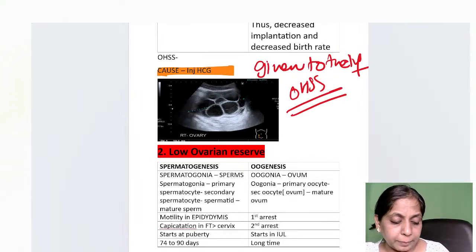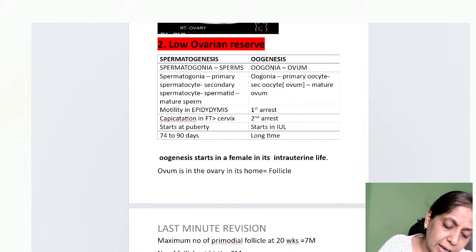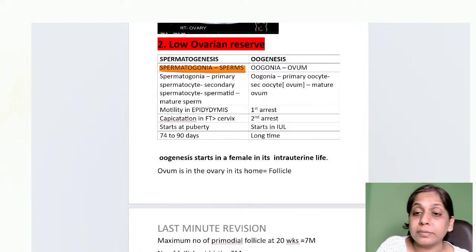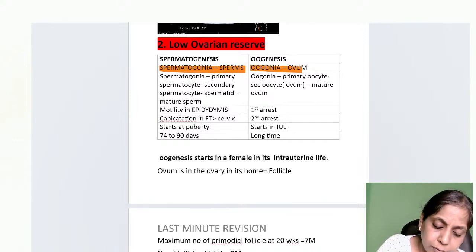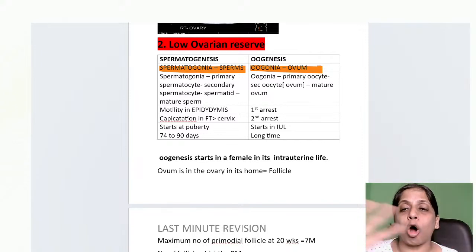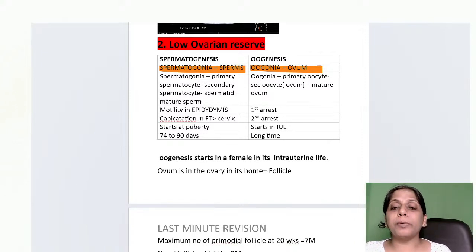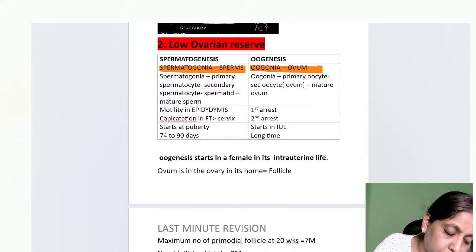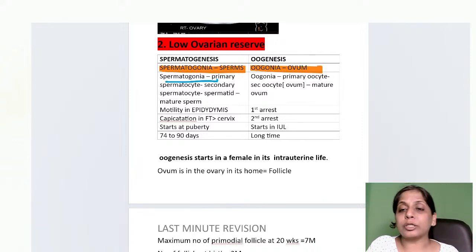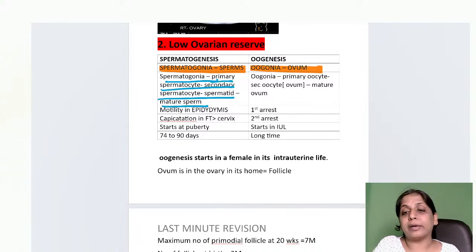Okay. Spermatogenesis occurs in puberty. Spermatogenesis is formation of sperms, and oogenesis is formation of ovum. In spermatogenesis, the sperms are formed from spermatogonia. Spermatogonia forms the primary spermatocyte, then secondary spermatocyte and spermatid as well.